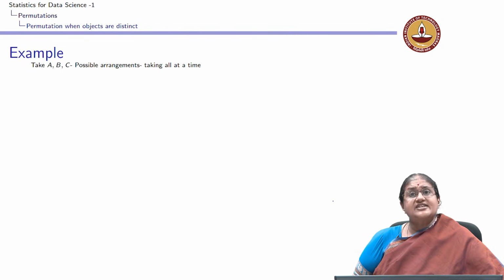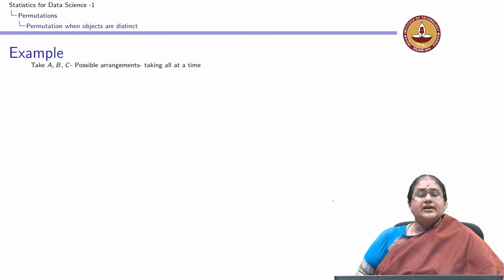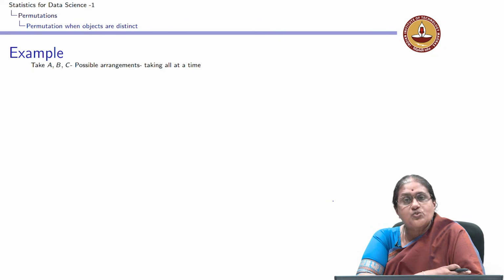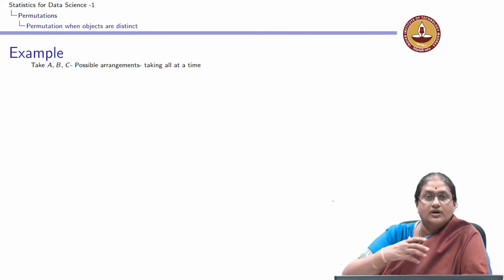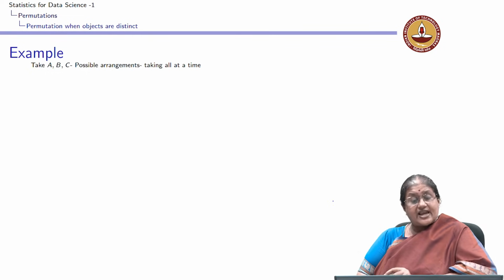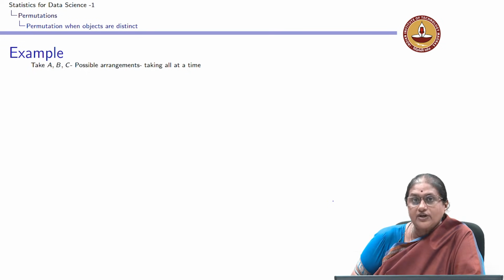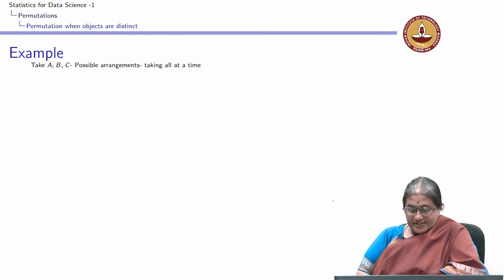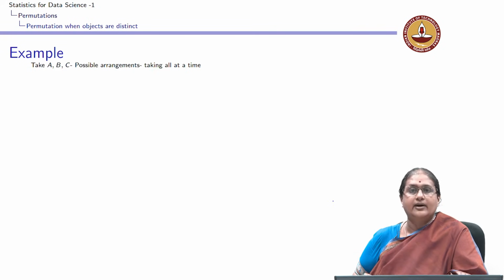Now, let us go to the next case, where I want to know the number of permutations, or the number of arrangements, when I am looking at repetition. So, let us move forward to understand the number of possible arrangements, again taking all at a time, but now allowing repetition.